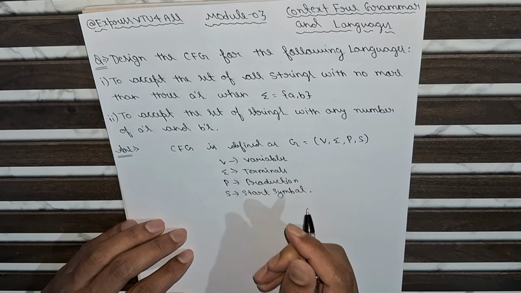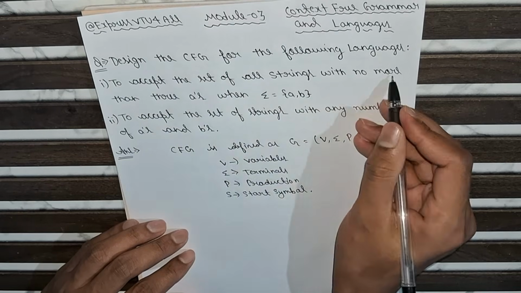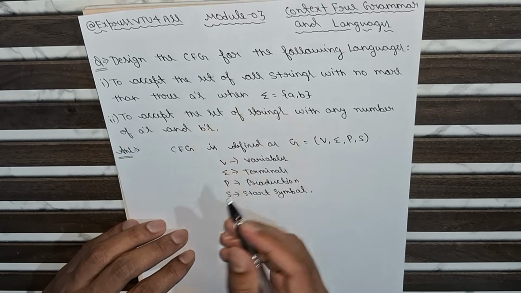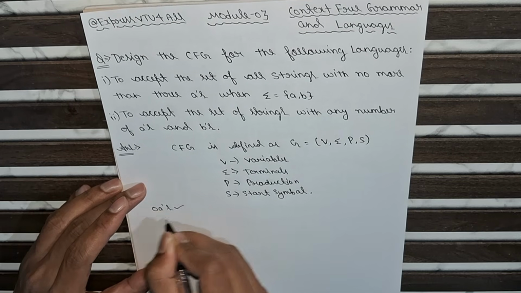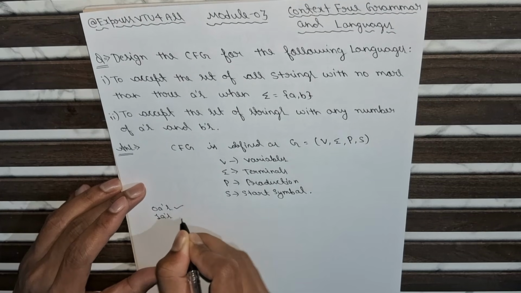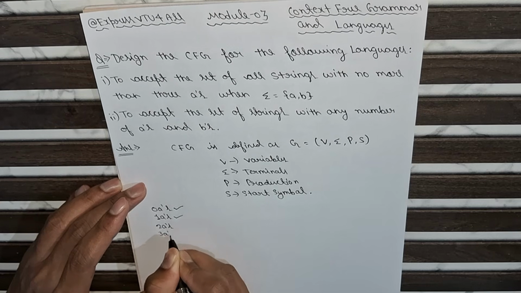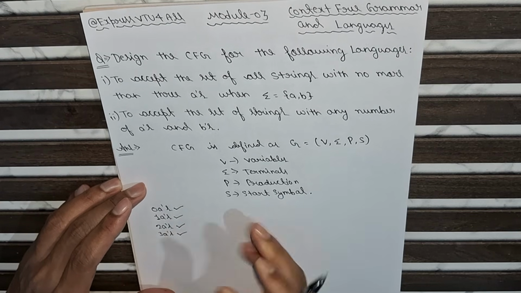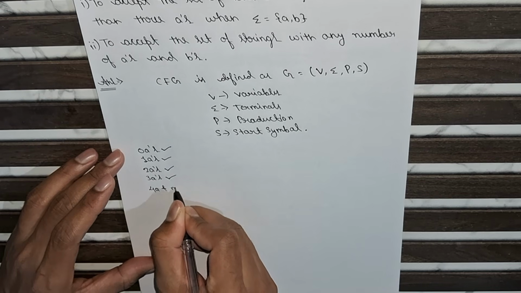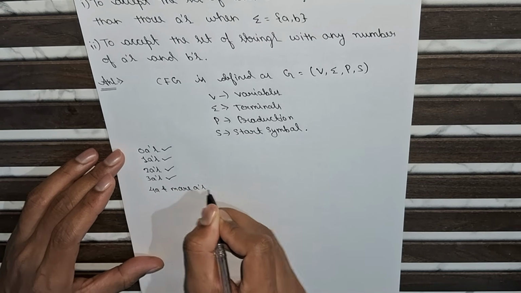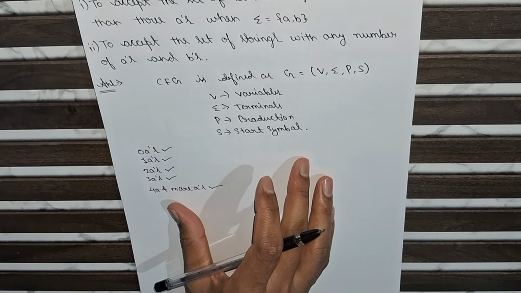So now we will move to the first part, which is to accept the set of all strings with no more than 3 A's, which means that 0 A's will be accepted, 1 A will also be accepted, like that 2 A's and 3 A's will be accepted in this language, but 4 or more A's will not be accepted. So we will write a context-free grammar for this part.